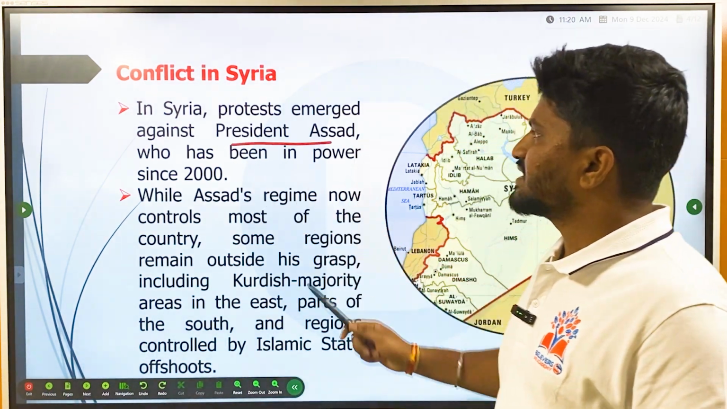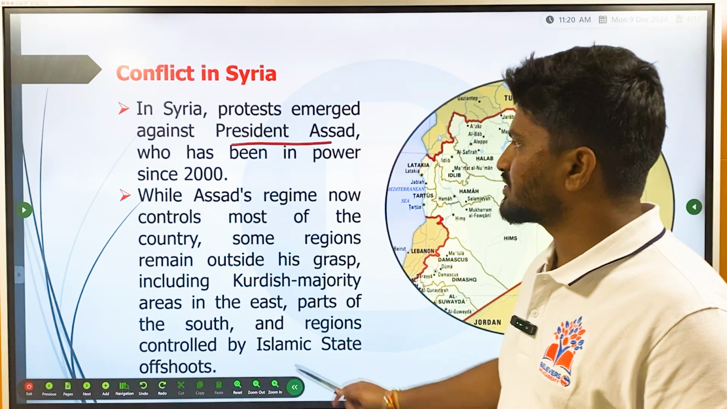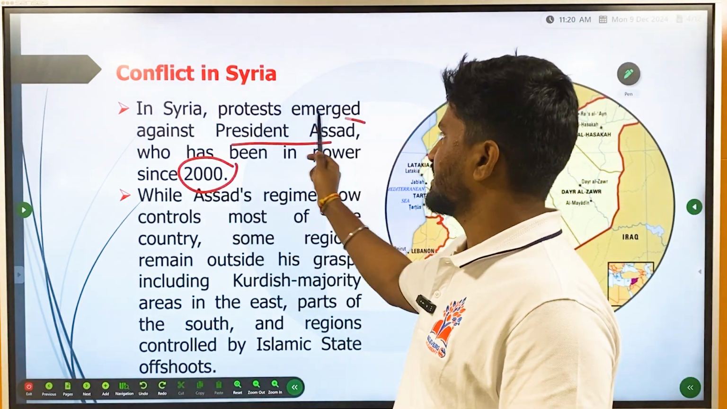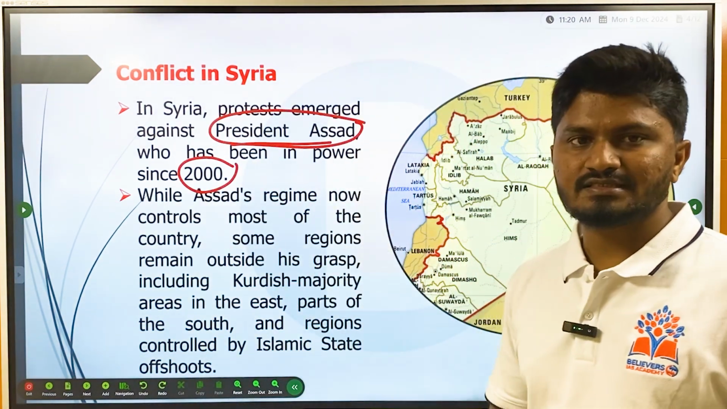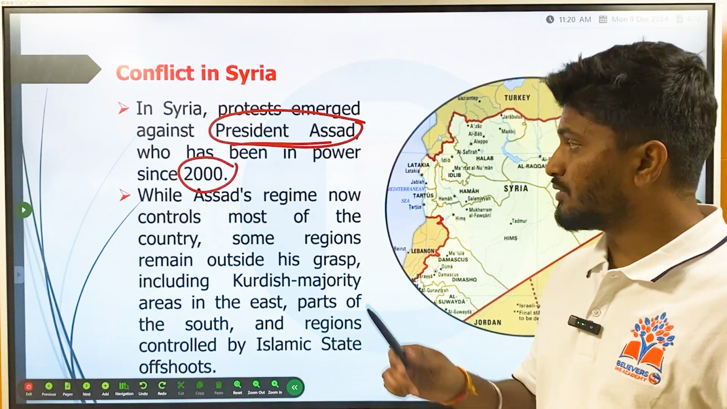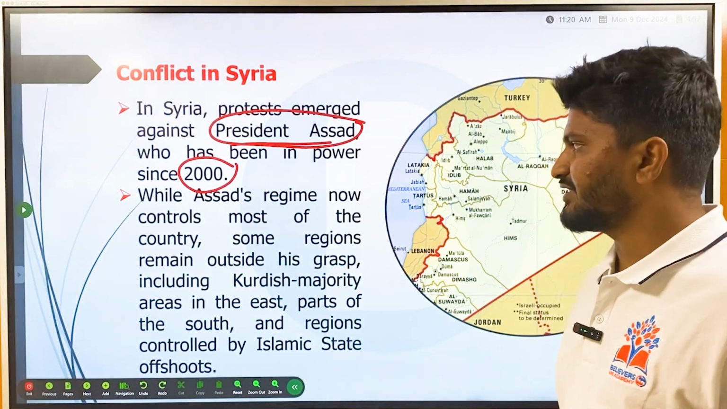the protest emerged against President Assad, who has been in power since 2000. Okay, he is President Assad. Who is President Assad? He is the President of Syria. He has been in power since 2000. Okay, almost 25 years now.